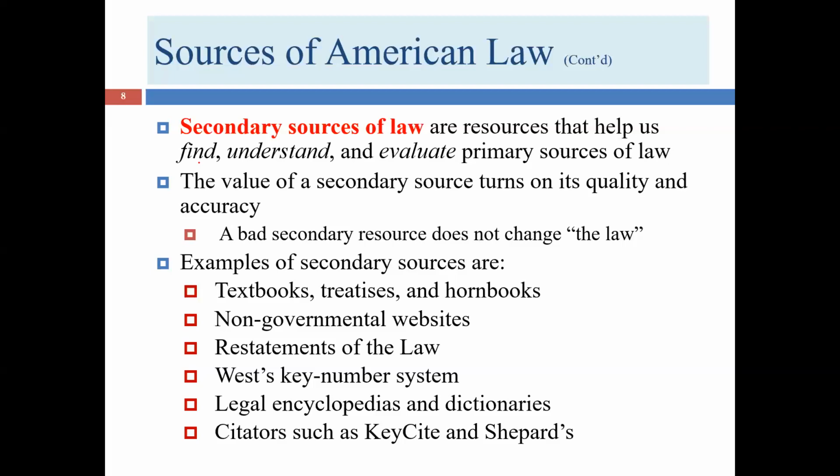So examples again are things like textbooks, non-governmental websites that try to describe the law. We've already looked at at least one restatement of law that defined what agency was. West Key number system, we'll be working with that when we deal with Westlaw. Things like legal encyclopedias and dictionaries, again, these are available in Westlaw as well. And KeyCite and Shepard's. A KeyCite is a Westlaw tool that we will have access to.